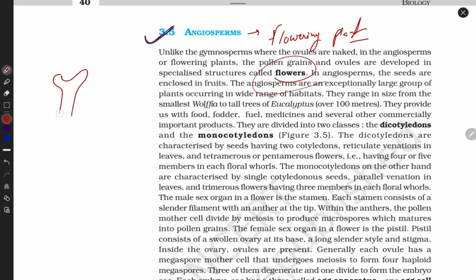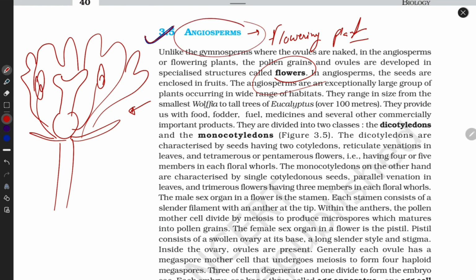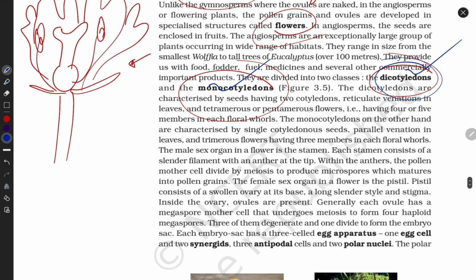Flower means they have a female sexual part, a male sexual part, and beautiful petals, meaning colorful petals. Okay, calyx. This thing is helpful in reproduction. Now angiosperms are divided into two classes, dicotyledon and monocotyledon. What is the meaning of dicotyledon and monocotyledon? A huge difference. Dicotyledon, according to the name, di means two. They have two cotyledons.